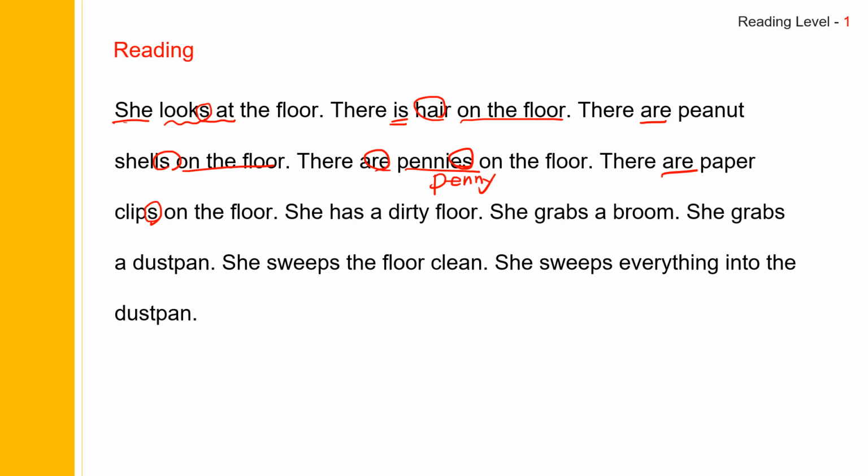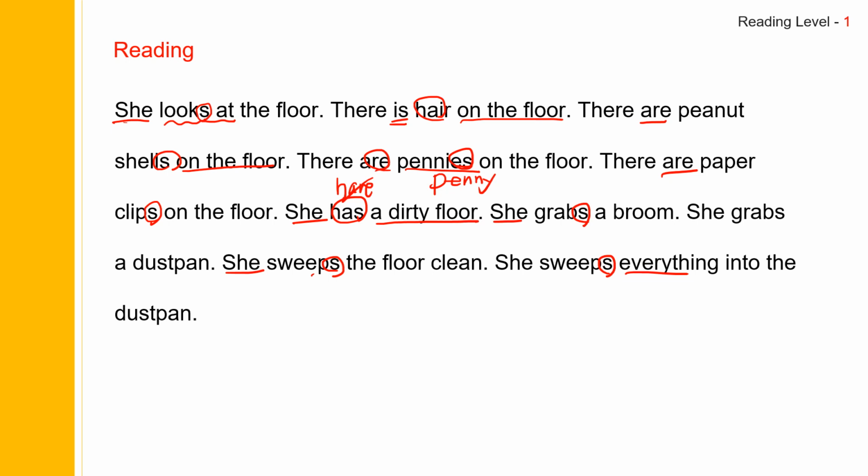And she has a dirty floor, so she's third person singular. You have an S, has instead of have. And then she has a dirty floor, so she, third person singular, grabs a broom. She grabs a dustpan. She sweeps the floor clean, and she sweeps everything into the dustpan.